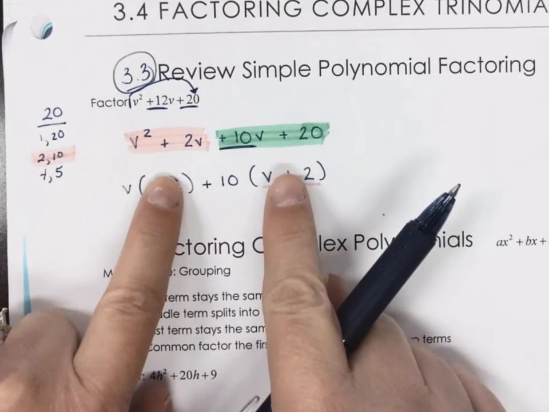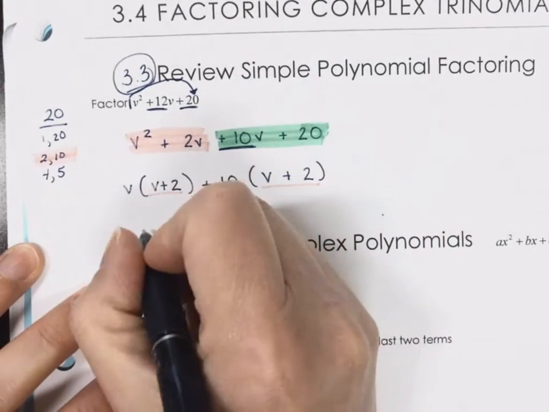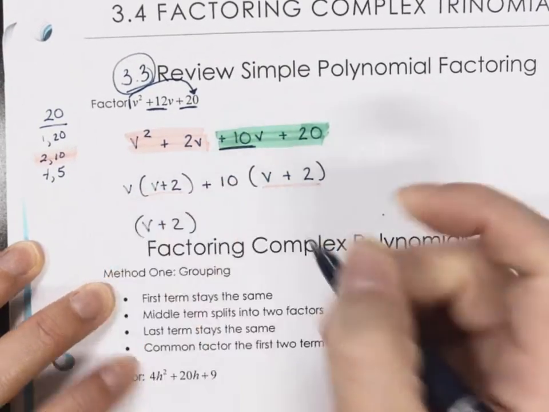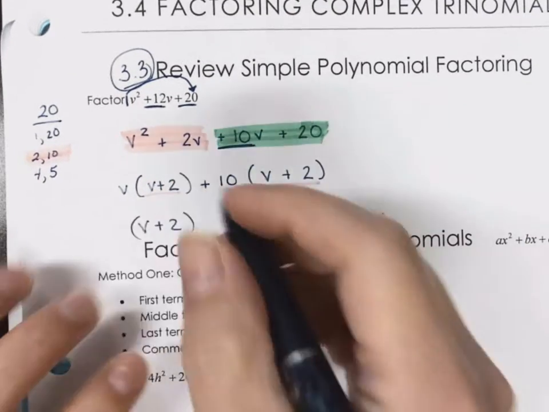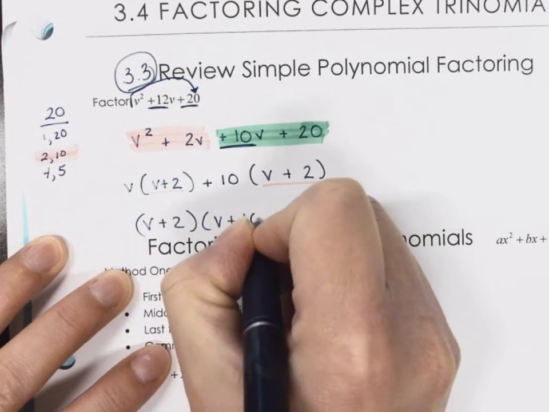So I'm going to common factor those out. So if I take that out, what am I left with? V plus 10 is left. Yep.